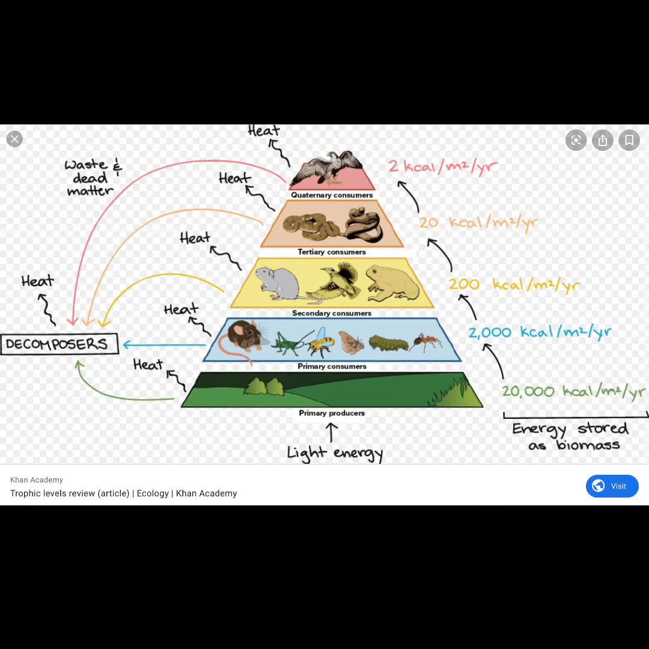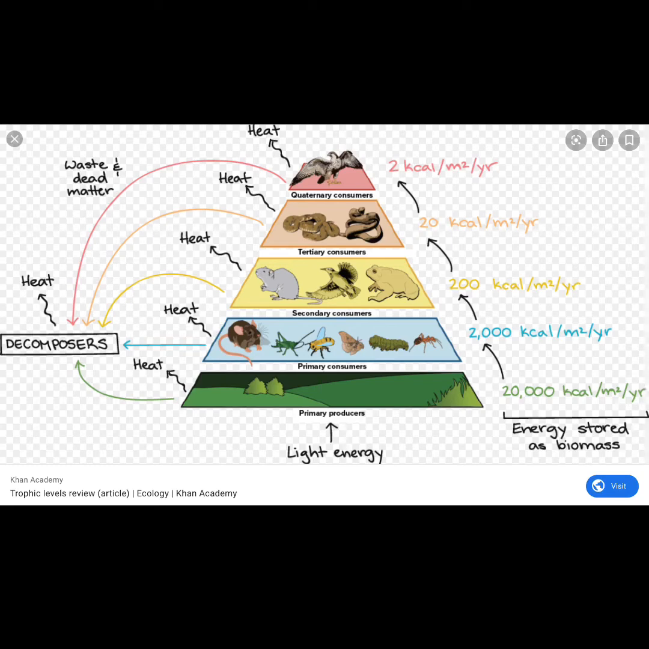Then when the hawk or the eagle, who is the quaternary consumer, the fourth on the chain, eats the snake, again, the snake only had 20 to give, so now the hawk is only going to get 2 kilocalories of energy. It will also lose some as heat. So you can see as it goes up, it's the rule of 10%. Only 10% is passed at each level.